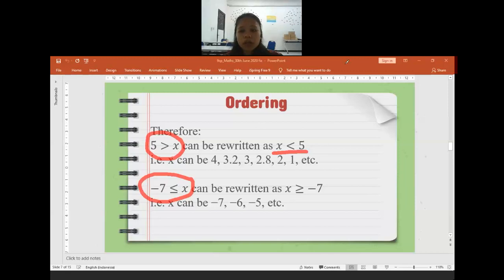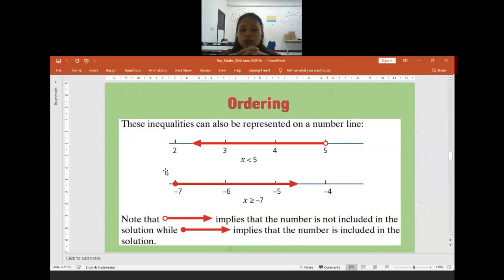If no question, then I will move to another question, maybe example. Yeah, in here there is also ordering. This is the way how we write the inequality as in number line. So I already have x is less than 5, and then how do we make a number line?